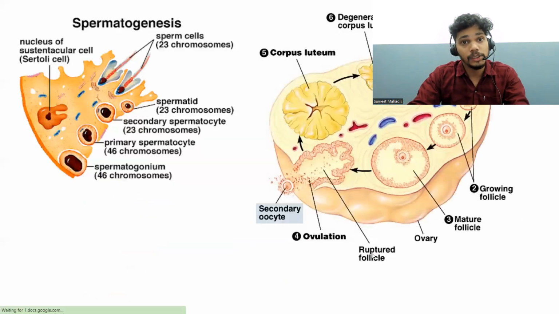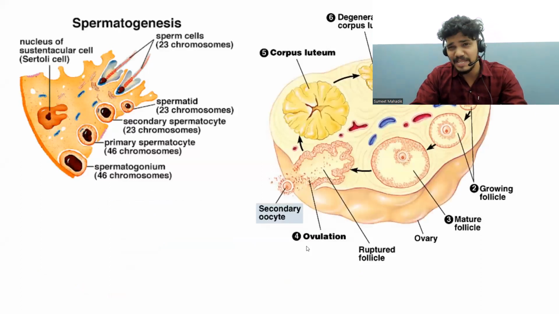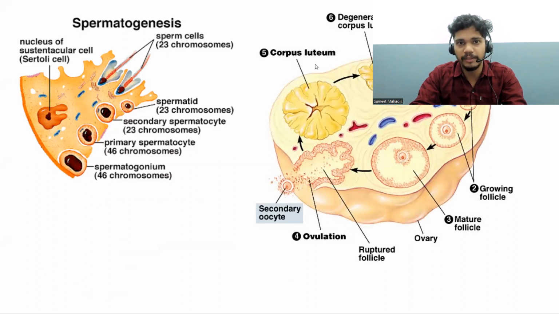In the next lecture I'm going to talk about spermatogenesis in detail, what the steps are and all, and I'm going to talk about oogenesis in detail. So are you ready for that? Everybody is ready for that, right? So let's meet in the next class regarding spermatogenesis and oogenesis. I'm going to make a different lecture.